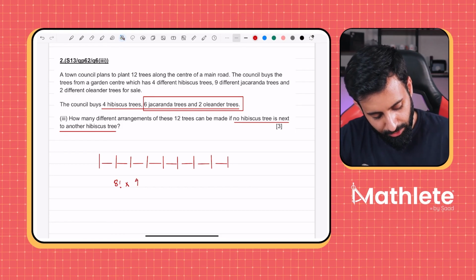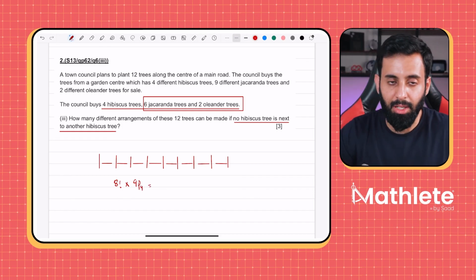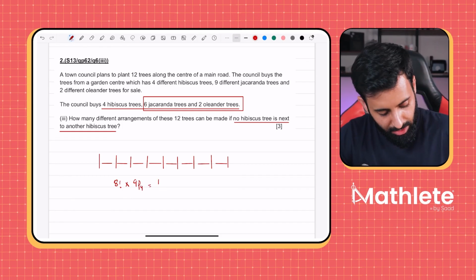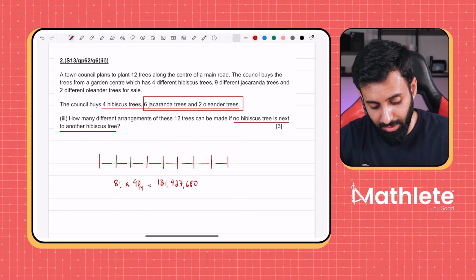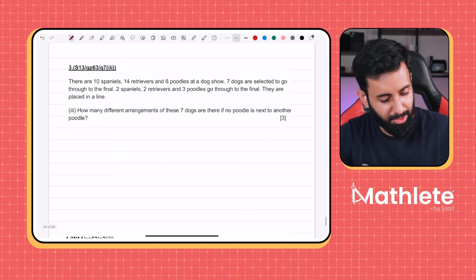So we have room for 9, and how many do we have to place? We have to place 4. So that means 9P4. If you work this out correctly, you'll get a freakishly large value, 121,927,680. There you go. That is the correct answer, whether you believe me or not.